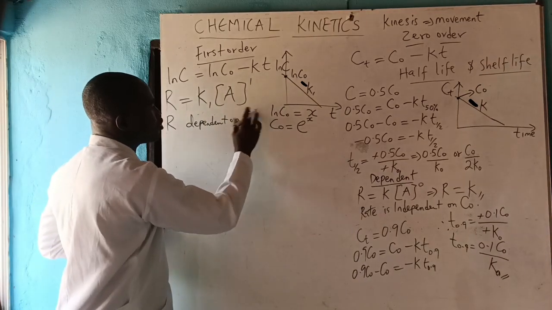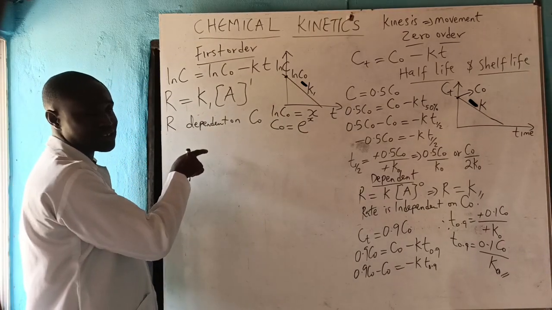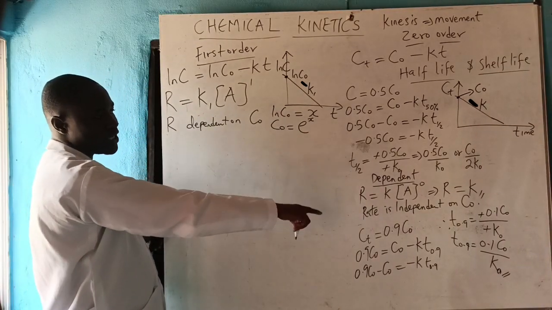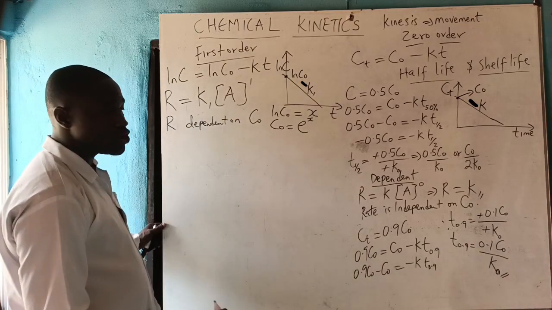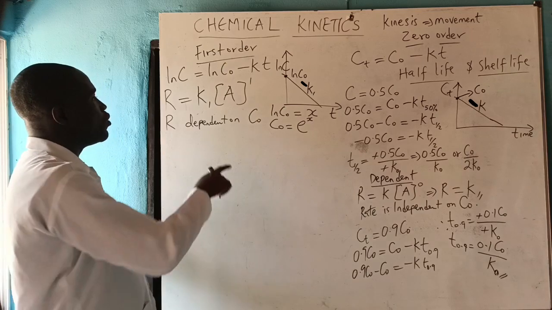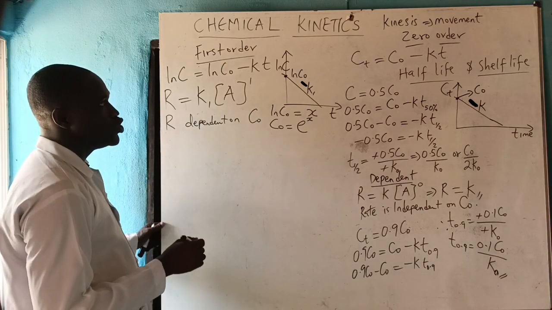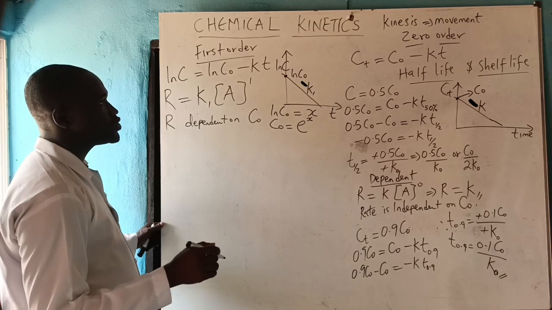R is dependent on what? Initial concentration, C0. Yes, please note this. I've mentioned what you have to note here, because when we go into calculation or question solving, you will be able to note what we are talking about. Once you are done with this first order, we'll look into their units.